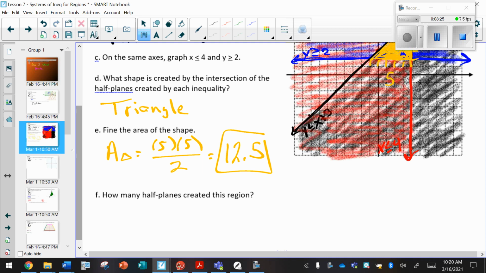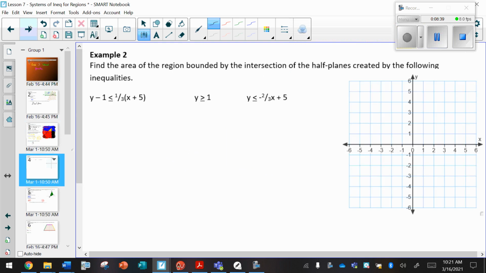How many half planes created this region? Well, how many lines did we have? Each one of those lines created a half plane. So 3 lines, 3 half planes, 1 from each of the different inequalities. Each inequality creates a half that's shaded and a half that is not.